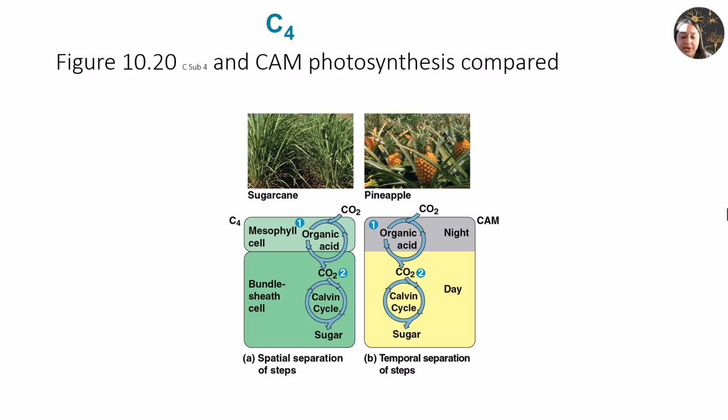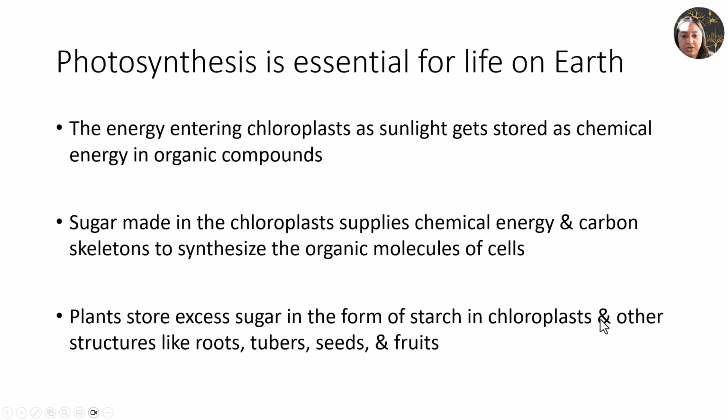So this is a comparison of C4 and CAM. In C4 photosynthesis, this part happens in the mesophyll cells, so they're separated by different cells. Carbon dioxide is put into an intermediate, and then it gets fed into the Calvin cycle in a different cell. But in CAM, it just happens at different times of the day. So CO2 is put into the acids at night, and then they get released during the day and made into sugar.